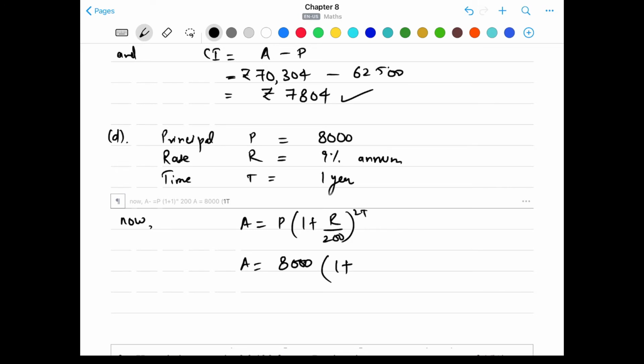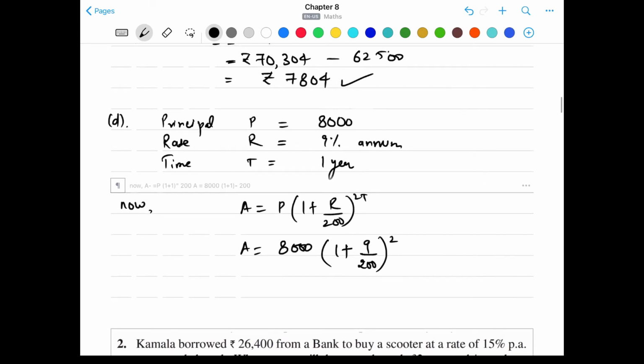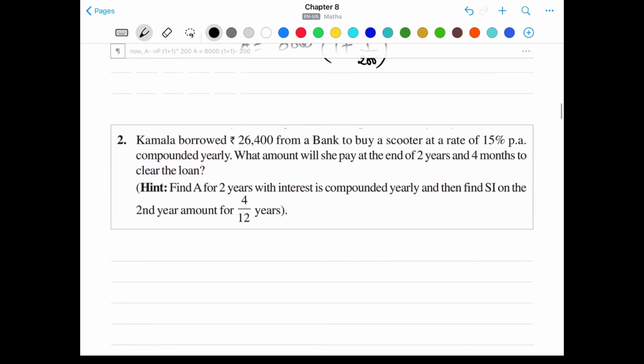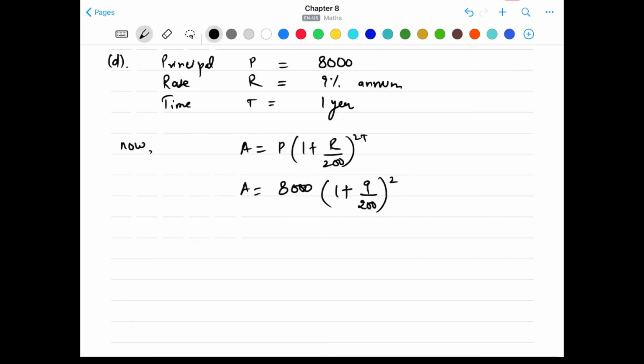Plus 1 into R by 200. R is 9 divided by 200. Time will be twice of T, which is 1 into 2 is 2. Okay, let's create some space first. So as this 9 cannot be divided by 200, we'll directly take the LCM by assuming 1. So this will become 8000 into, and when you solve this bracket, you will get 209 by 200 power 2, and we can write this as 2 times.